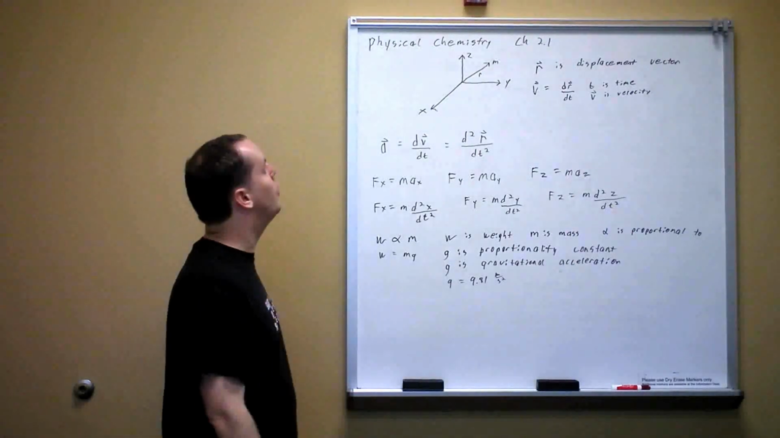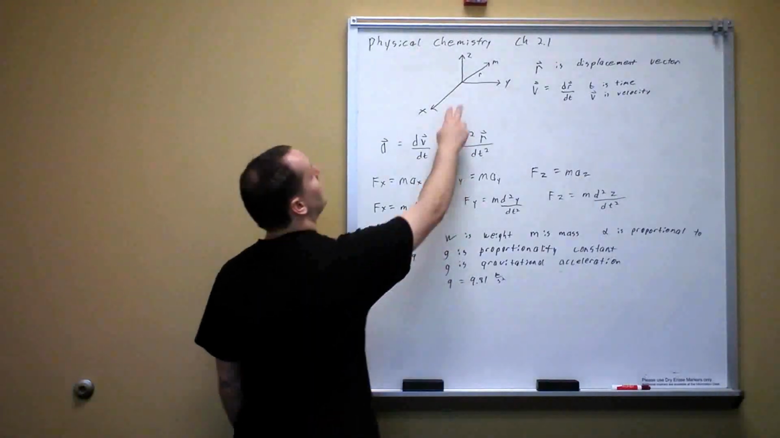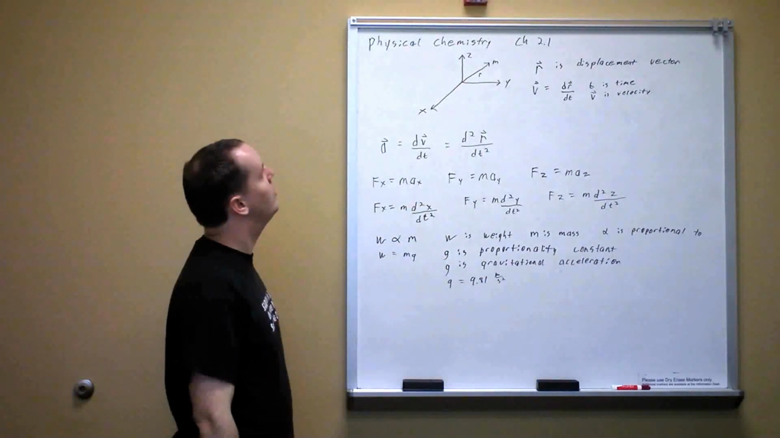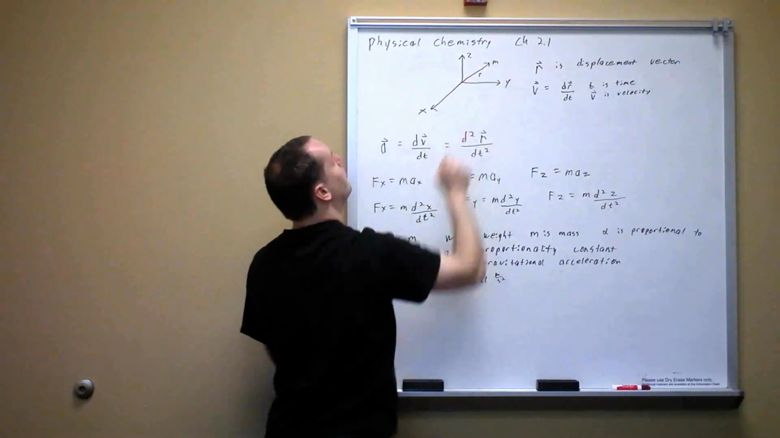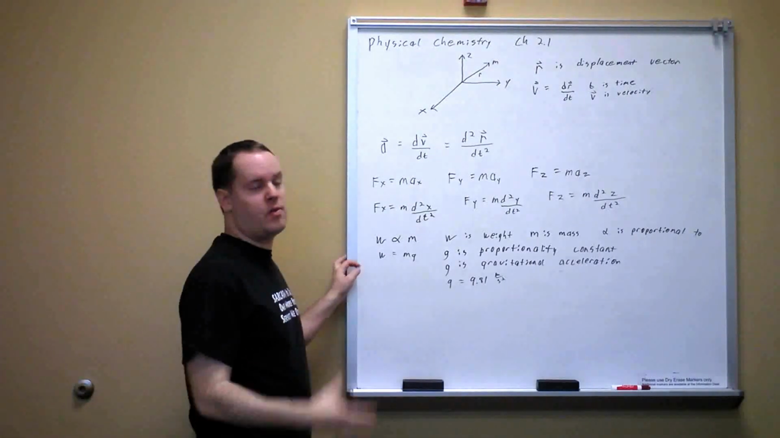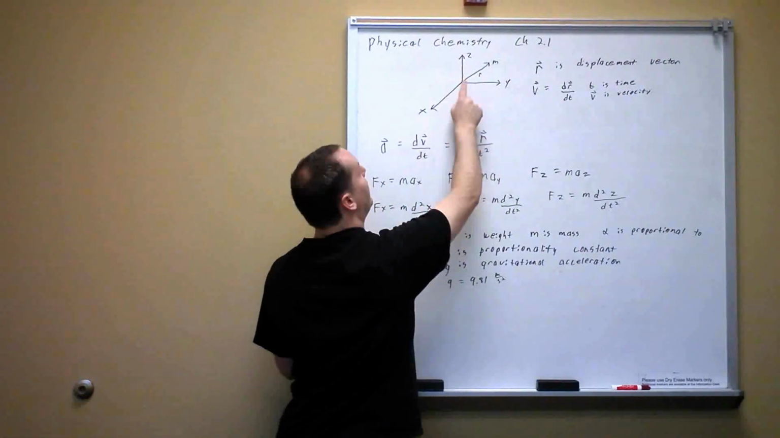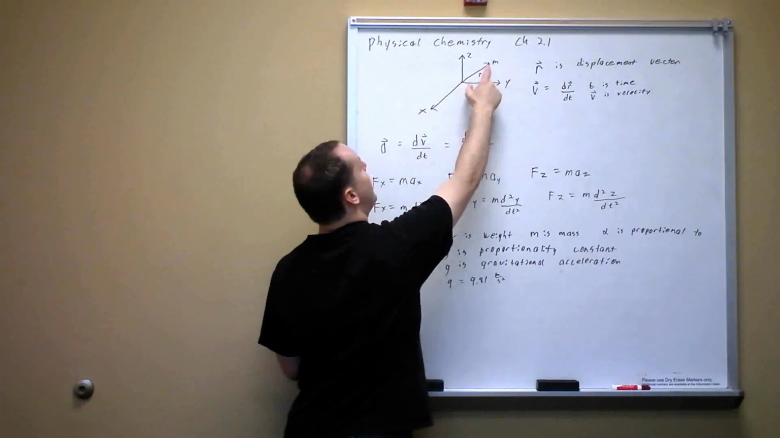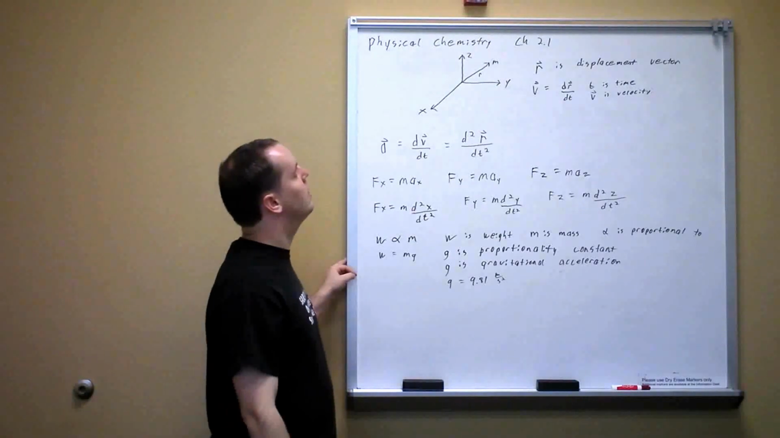Continuing on chapter 2.1, let's say that we have a vector system here, or a coordinate system, a space. So we have this particle with mass m somewhere in space. Notice we have x, y, and z, so this is representative of being in 3D space. The vector directly from the origin to our mass, we're going to call this vector r. r is our displacement vector.